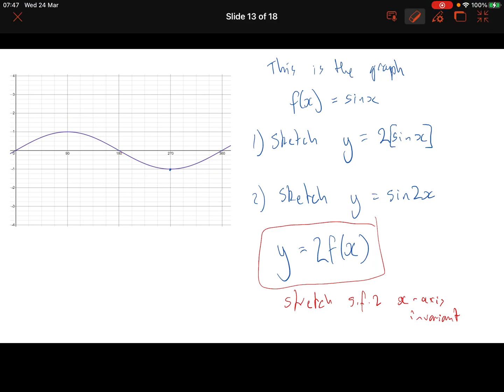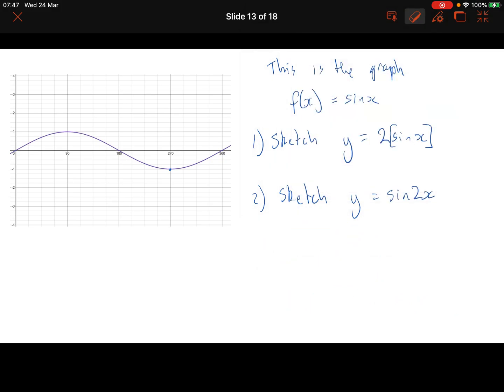Now, what will happen here with number 2 is we've got a female, because we're saying if f of x is sine x, then what we're drawing here is y equals f of 2x. I'm replacing what x was with 2x. Okay, so this is a female. Okay, so it's going to be a stretch. So the invariant line is actually this time going to be the y-axis. Okay, because remember, women always move left and right. And they always do the opposite of what you think.